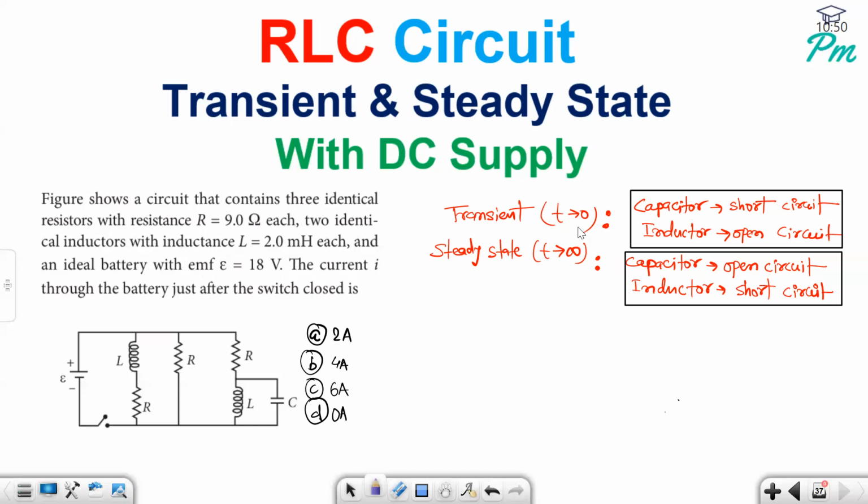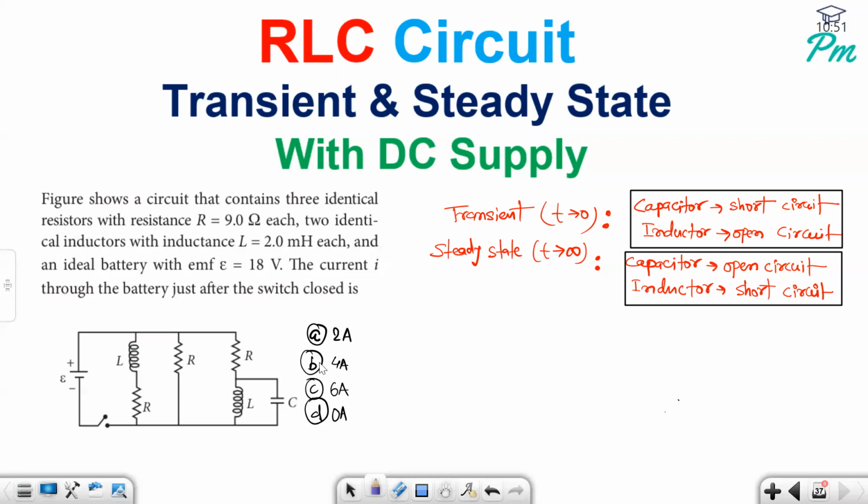So when t equal to 0, switch in the circuit is closed. So circuit may be of any type, may be of any complicated type, no problem. Just remember these two concepts. For transient condition, capacitor behaves like short circuit and inductor open circuit. Remember it. And in steady state means t tend to infinity, means after long time when switch is closed, at that time capacitor behaves open circuit and inductor behaves like short circuit.